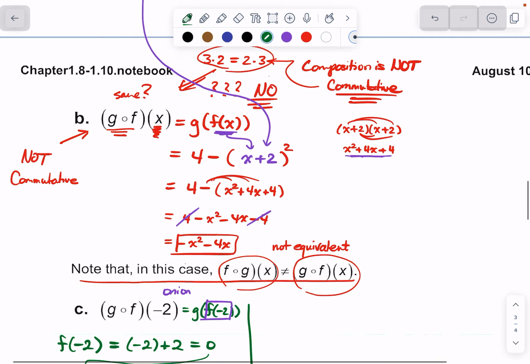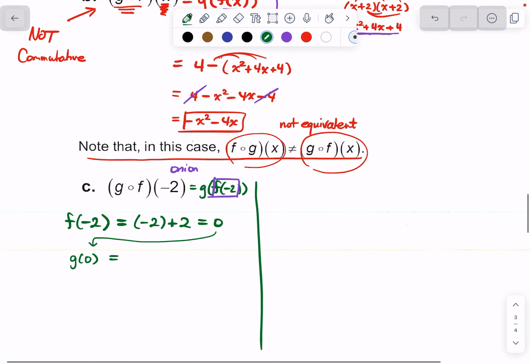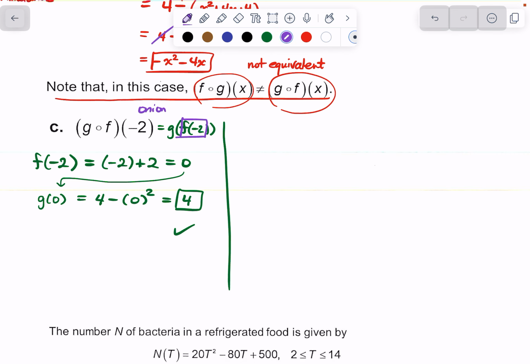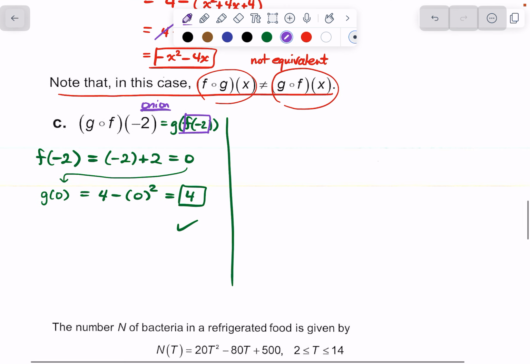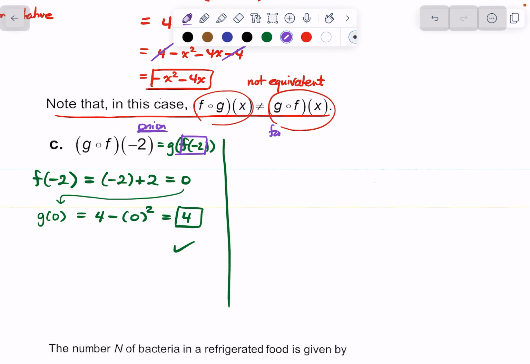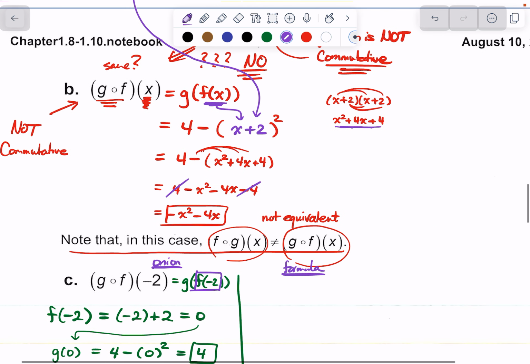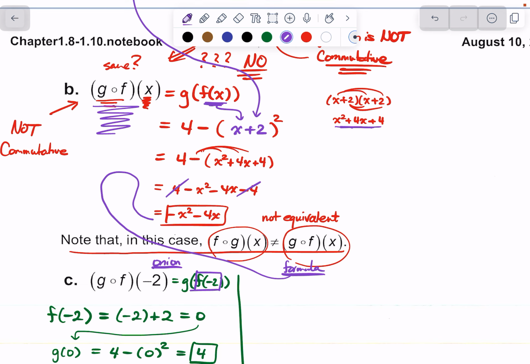So I go back to the g function. It's 4 minus x squared. So I'm going to have 4 minus 0 squared. And my answer is 4. Cool. That is correct. So that's method 1, the onion method. Method 2, I would say, is the formula method. Now, this only works if you already have the formula. So notice we actually already have the formula that we need right there.